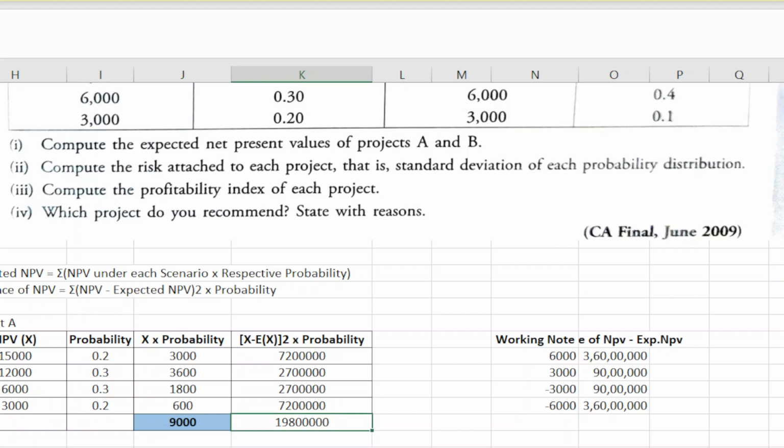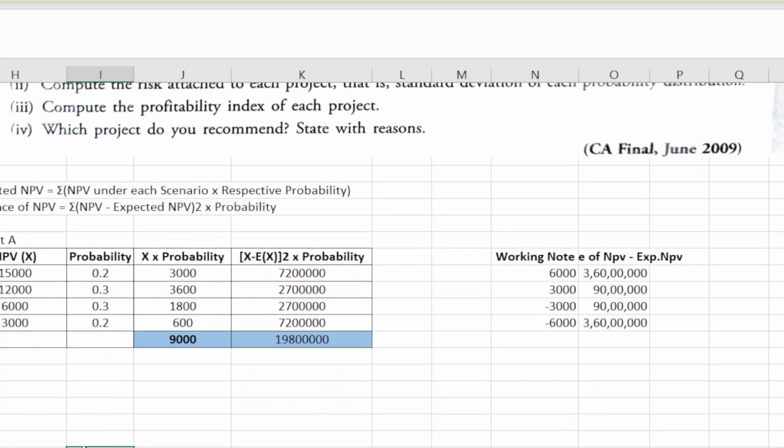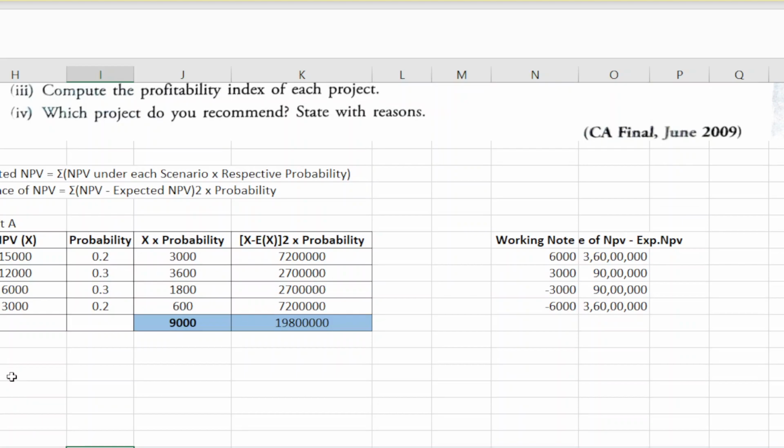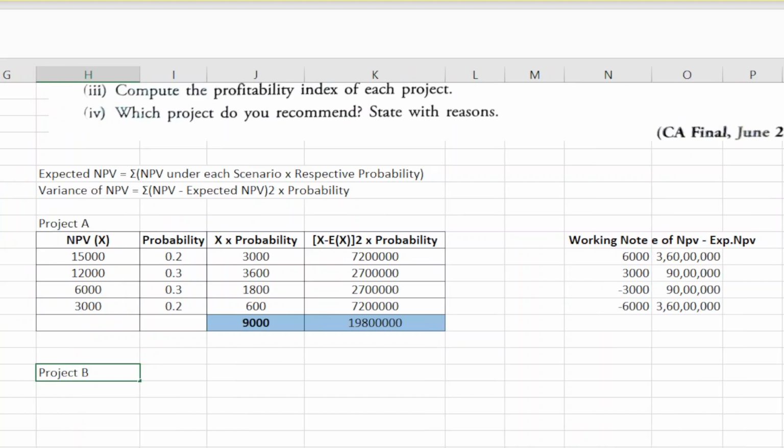And what I need? I actually need standard deviation. So this is what I have done for project X, sorry, project A. Same thing I need to do for project B also now. Project B also. Correct?